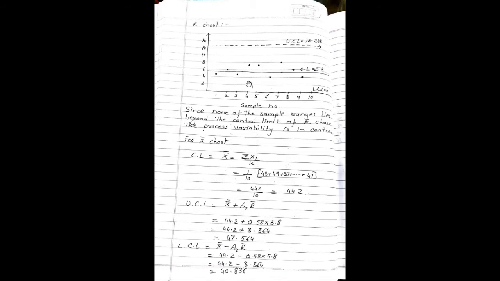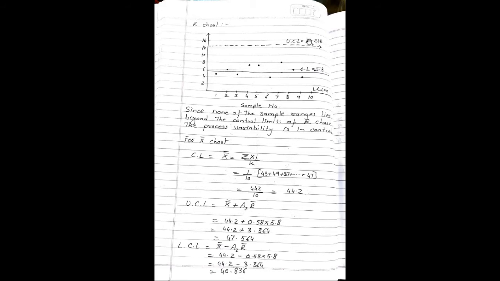Now we will draw the R chart. So on the x-axis, we have to consider the sample numbers 1, 2, 3, 4, 5, 6, 7, 8, 9 and 10. And on the y-axis, we have to consider the lower control limit, central line and upper control limit. So upper control limit is 12.23.